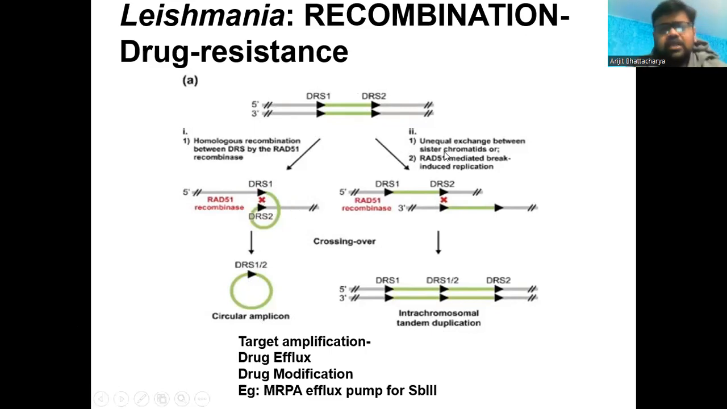Then in leishmania, during recombination, there can be unequal exchange of DNA between sister chromatids, and this unequal exchange of sister chromatids might lead to formation of intrachromosomal tandem duplication of specific DNA sequences. These are called linear amplicons. So such intrachromosomal tandem duplication also increases the copy number of the gene. The circular amplicon generated by recombination between two direct repeats can also amplify, and therefore the gene copies that are harbored within this amplicon will ultimately grow in number.